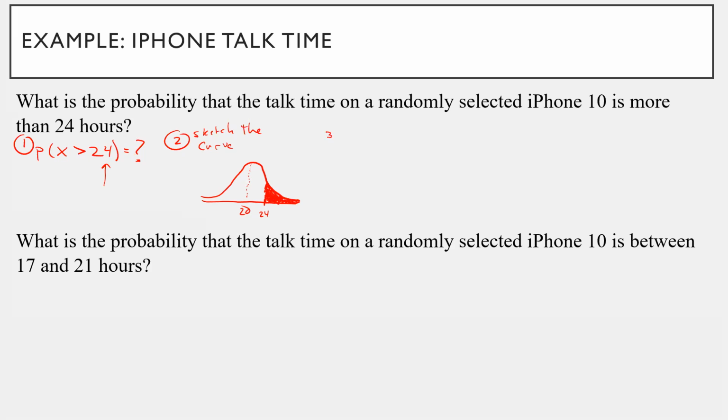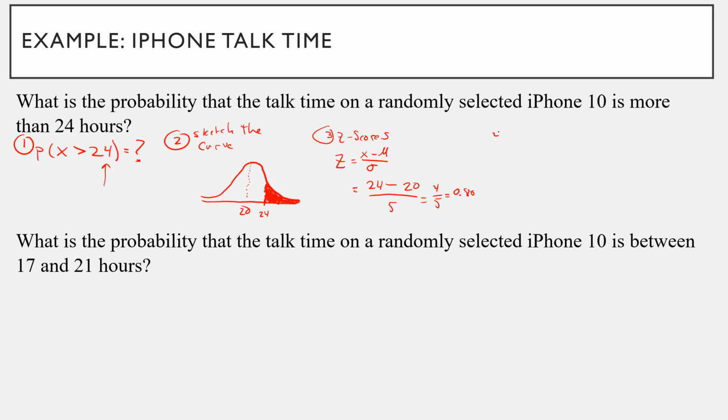All right, step 3 is z-scores. I only need one z-score, because there's only one value in here. So my z-score formula is x minus the mean divided by the standard deviation, which is 24. What was the average talk time again? What was the standard deviation? So this becomes 4 divided by 5, which is 0.80.